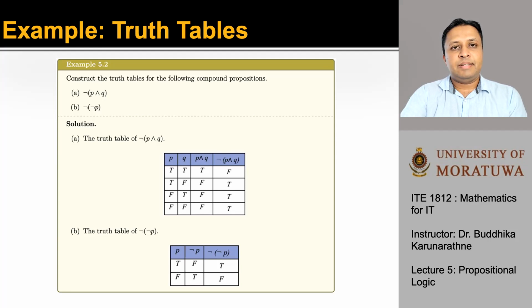Part B is negation of P. So let's look at the truth table. We have P either true or false, and then we take the truth values for negation of P by basically interchanging the truth values. True becomes false, false becomes true. And then once again, you do the same operation to get the negation of negation of P. You'll notice that it once again becomes the truth values for P. So negation of negation of P is once again P in this case. So those are some of the examples for compound propositions.